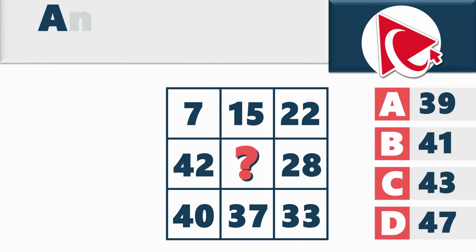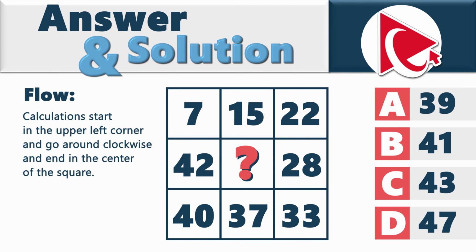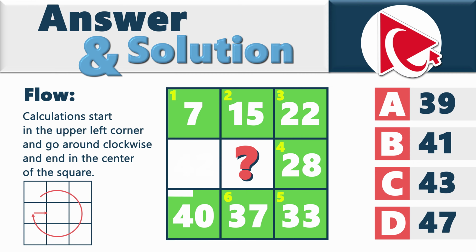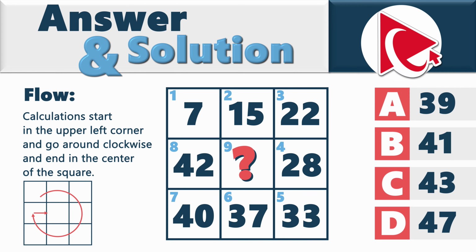To solve this problem, we need to understand the pattern. And to understand the pattern, we need to understand the calculations flow. Calculations start in the upper left corner and go around clockwise and end in the center of the square. Number in the position 1 is given. Then calculations go to the number 2, 3, 4, 5, 6, 7, 8, and end in the position 9.